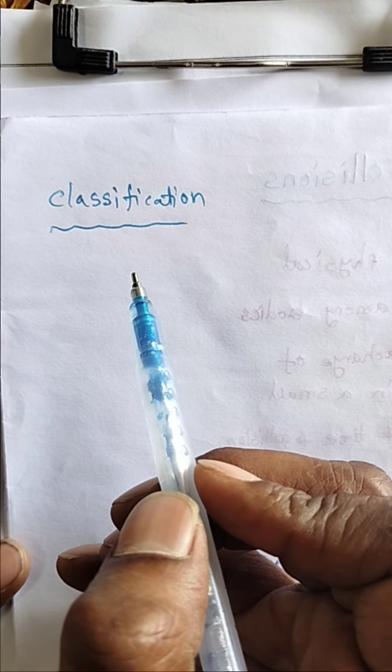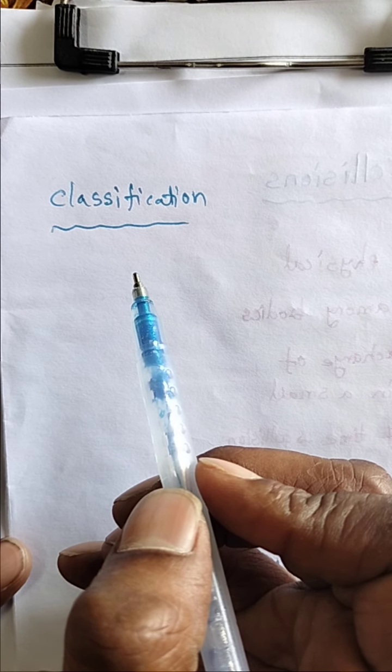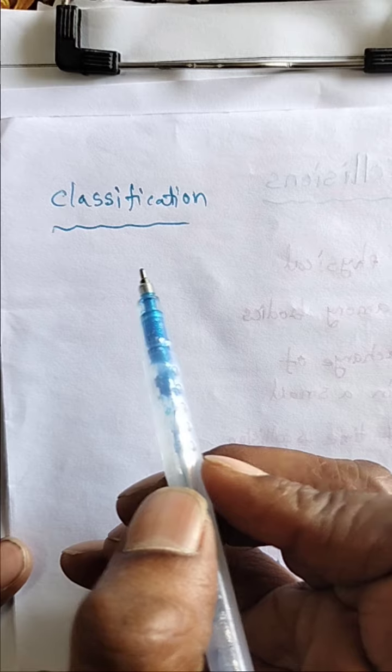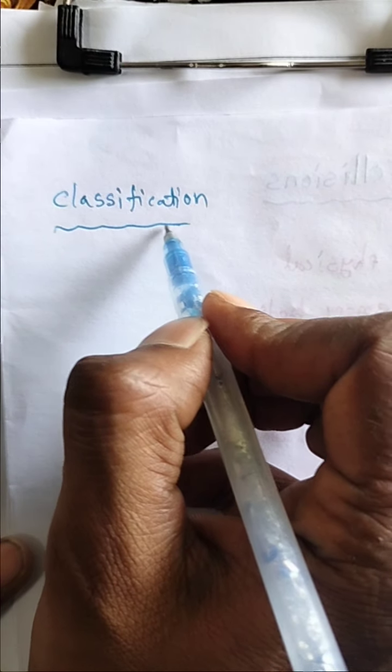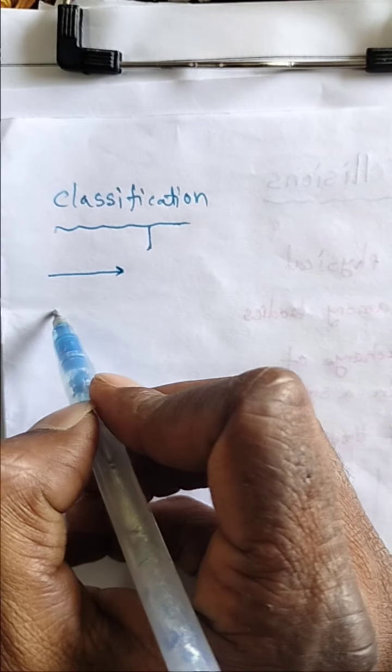Classification of the collisions. So define the collision. We know that in collisions the total energy will always be conserved, but the kinetic energy will be different. So how many types of collisions are there? Especially, I am taking two types.